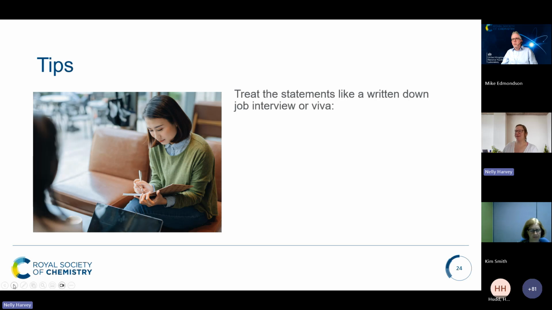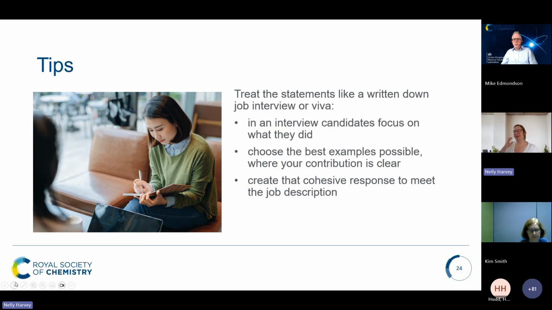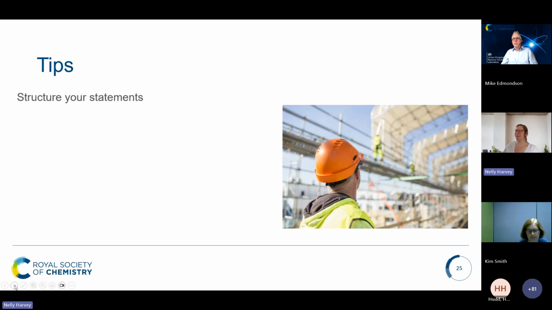The next tip that we have is to think about the statements like a written down job interview or viva. So the same questions that you would think about when giving an answer in an interview apply to CChem, and they are very similar, so you can mentally approach it in the same way.